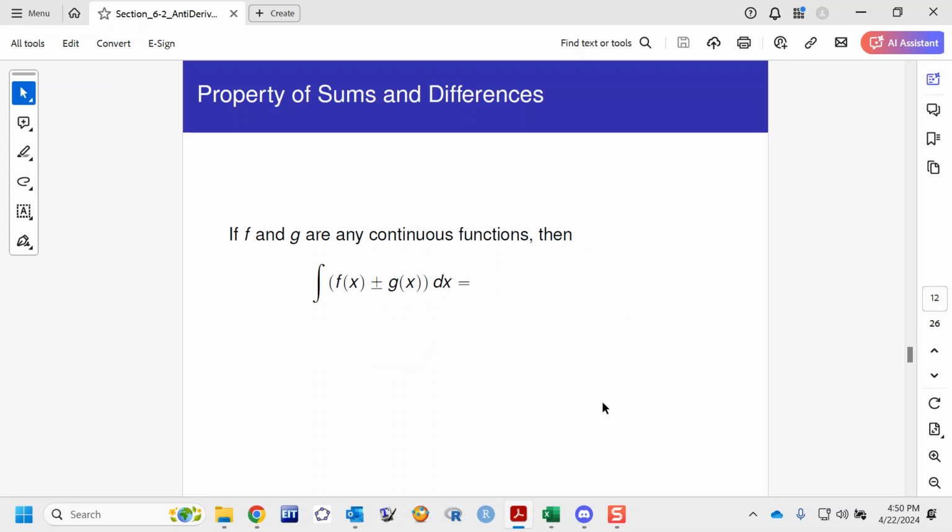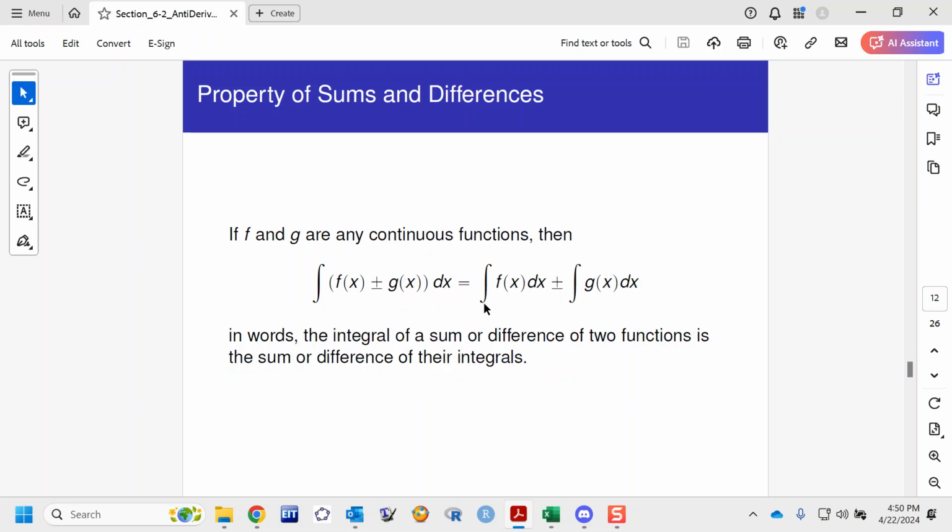And then if f and g are continuous functions and we have a sum or a difference, and we're taking the antiderivative or the integral of that sum or difference of two functions, then we can take the integral of f of x and add or subtract the integral of g of x. So in words, the integral of a sum or difference of two functions is the sum or difference of their integrals. And this fact we also proved in class.